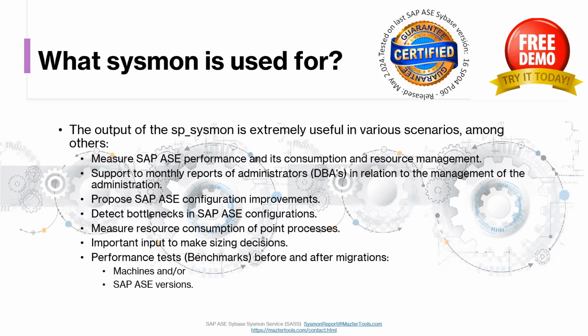The output of the SP_Sysmon is extremely useful in various scenarios, among others: measure SAP ASE performance and its consumption and resource management, support monthly reports of administrators, DBAs, in relation to the management of the administration, propose SAP ASE configuration improvements, detect bottlenecks in SAP ASE configurations, measure resource consumption of point processes, important input to make sizing decisions, performance tests or benchmarks before and after migrations, i.e. machines and/or SAP ASE versions.